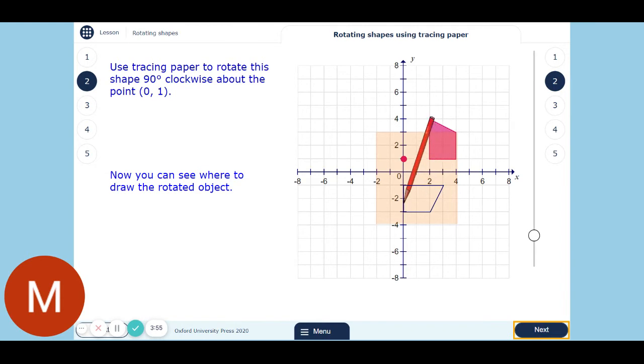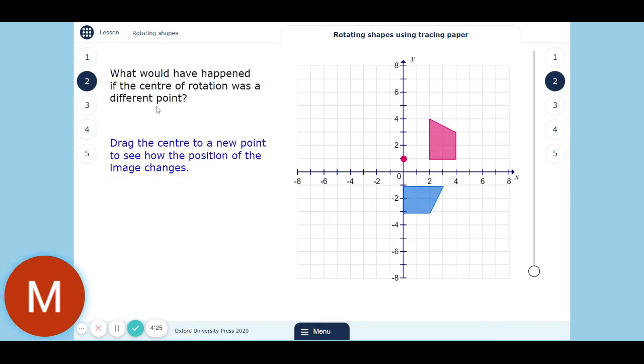It's easy enough to do with tracing paper, but if you think about how you do that without tracing paper, it's pretty tricky because you'd know 90 degrees clockwise is going to be somewhere here, but most people, because this is one square away from the axis, wouldn't have put that right on the axis. They'd have it one square away as well. So it's really important that tracing paper is used for this sort of thing.